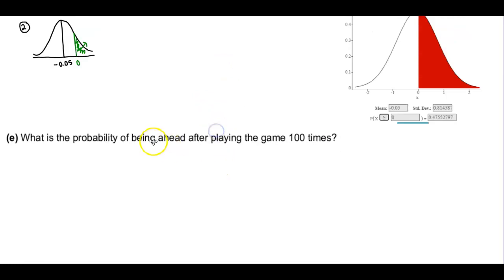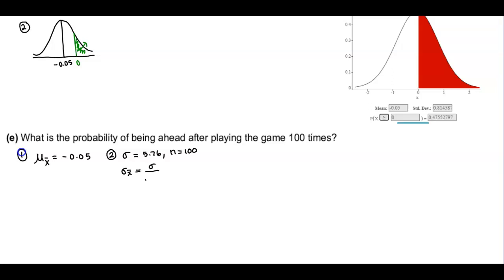Okay, now let's take a look at part E. This question says, what is the probability of being ahead after playing the game 100 times? What that means is we need to first, again, find the mean of the sample means, which is the same as the mean, negative 0.05. Then we want to find the standard deviation of the sample means. The population standard deviation is 5.76, and here the sample size is 100.